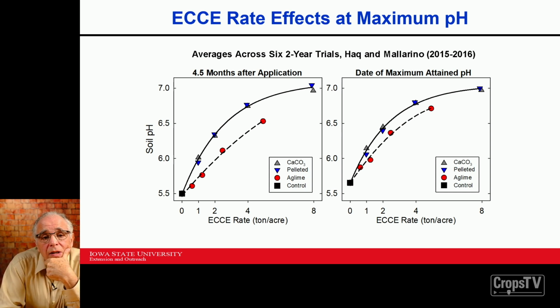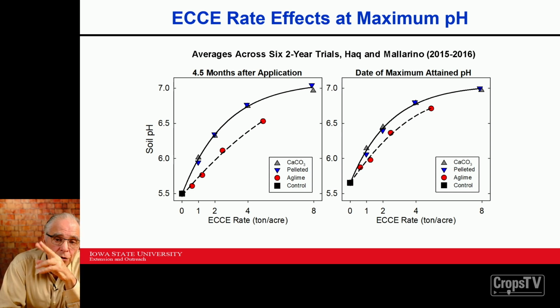So what we see here in the left graph is that the points for the pure calcium carbonate and the pelleted lime are essentially exactly the same, okay? But the red points, which is the ag lime, are much lower. Now, this makes sense, okay? Because the ag lime, of course, needs a bit more time to react. It was only 4 or 5 months. But this shows that the pelleted lime is darn good. It's essentially the same as a pure calcium carbonate powder, okay?